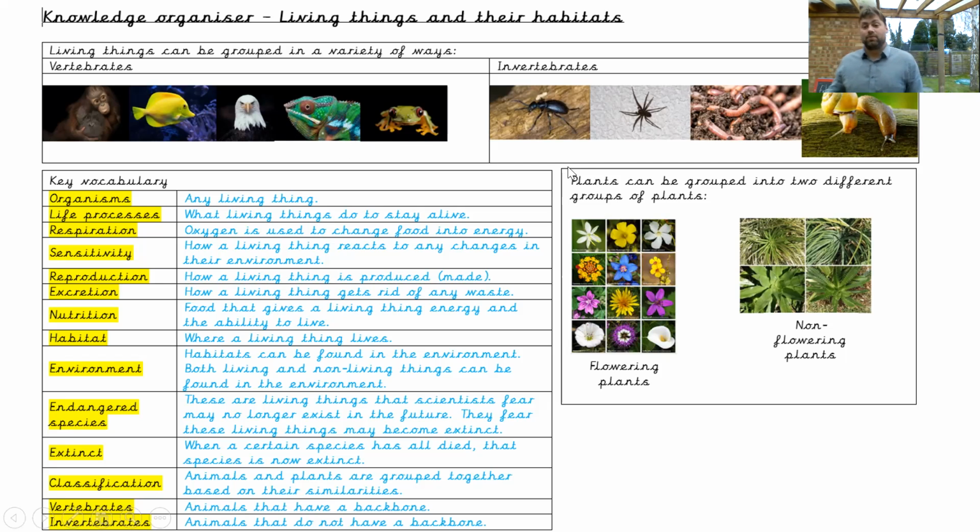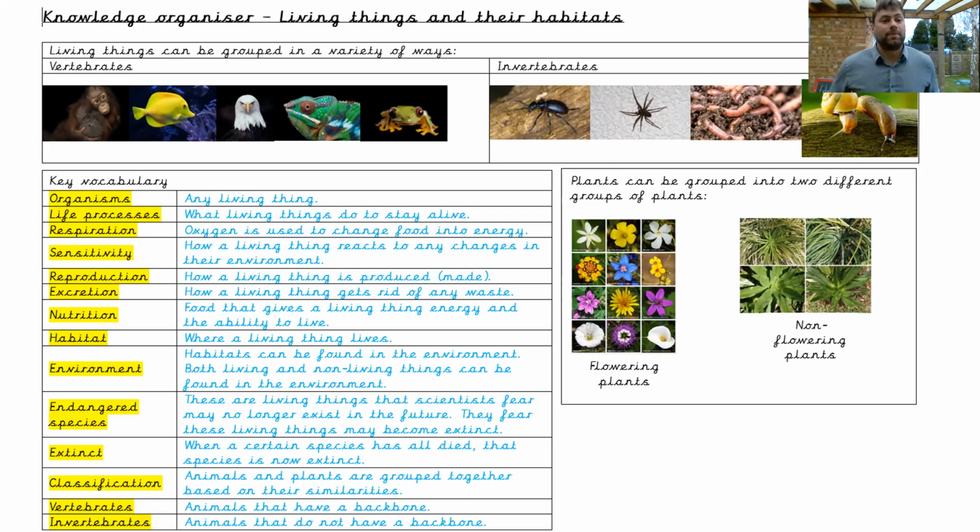And then we have invertebrates. Invertebrates are animals that do not have a backbone, so things like spiders and ants and worms and slugs and snails. The key vocabulary I'll go through in a minute, and we just have a look over here. Plants, we can group plants there because they are living things as well. We can group plants into two different groups. We have flowering plants and we have non-flowering plants.